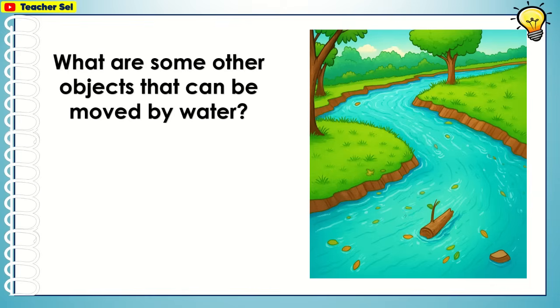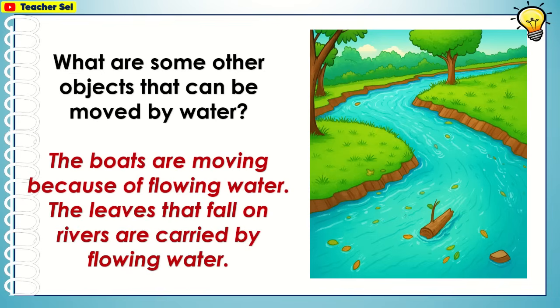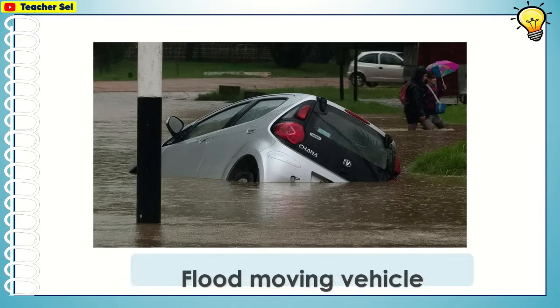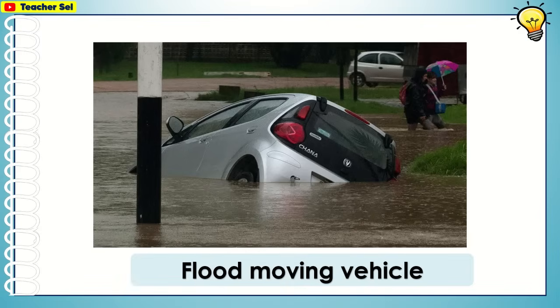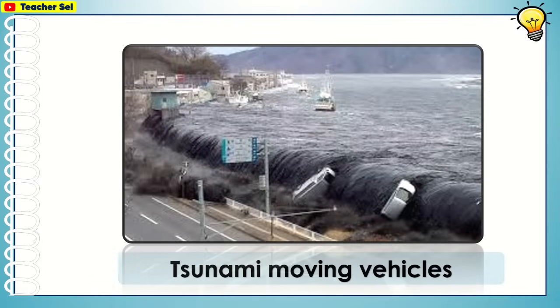What are some other objects that can be moved by water? The boats are moving because of flowing water. The leaves that fall on rivers are carried by flowing water. Flood moving vehicle. Tsunami moving vehicles.